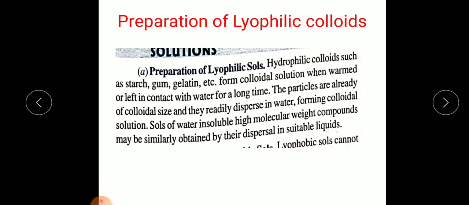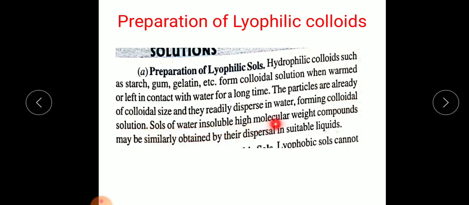Lyophilic means solvent loving. So hydrophilic colloids such as starch, gum, gelatin, etc. form colloidal solution when warmed or left in contact with water for a long time. So you can prepare a hydrophilic or lyophilic colloidal solution by warming or leaving in contact with water such as starch, gum, or gelatin. These particles are already of colloidal size and they readily disperse in water, forming colloidal solution.